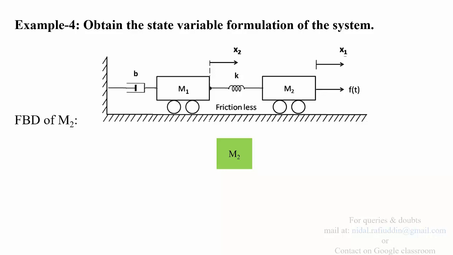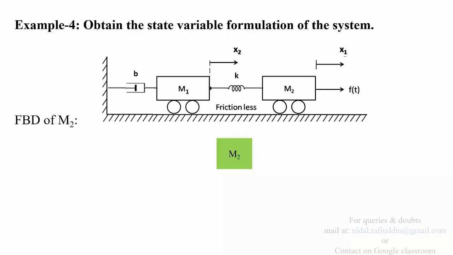And this example I think had already been done in unit 1, where we were finding the transfer function of systems. So I guess we found the transfer function of this particular system, and if not, you can do it yourself. But today we are going to discuss how to obtain the state variable formulation or state space representation of this system.